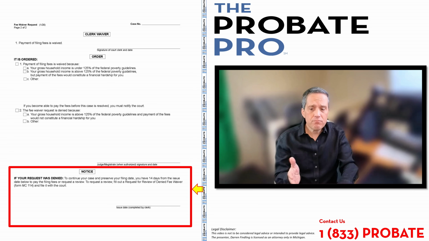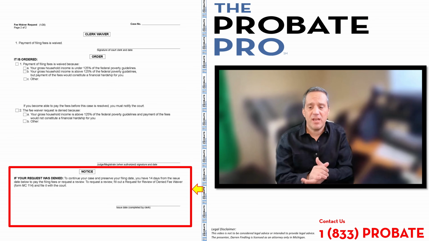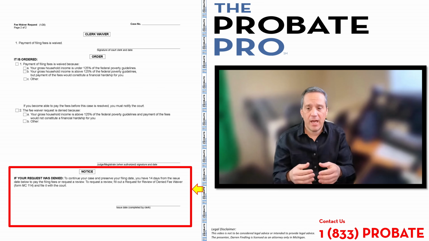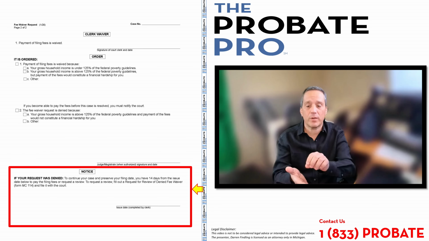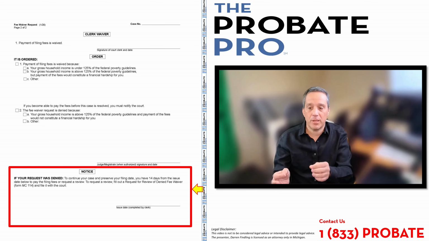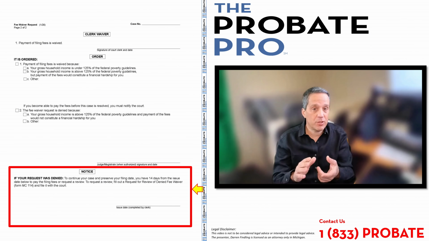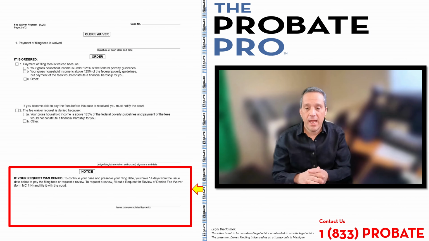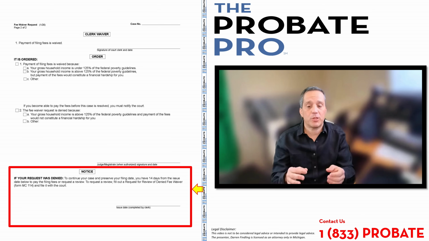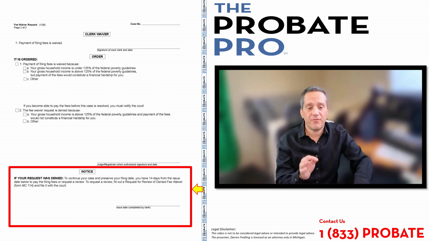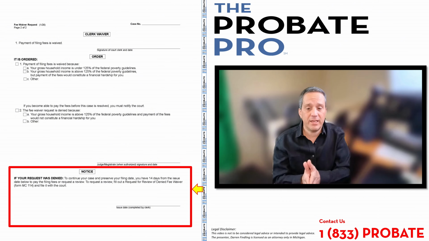And then there's a section at the bottom that's a notice that says if your request was denied, to continue your case and preserve your filing date, you now have 14 days from the issuance of the date below to request to either pay the filing fees or request a review. And you can have a completion of another form called a request for review of denied fee waiver. It's form MC 114, and file it with the court. So essentially, you're asking the court for a review of this finding that's done without a court hearing.